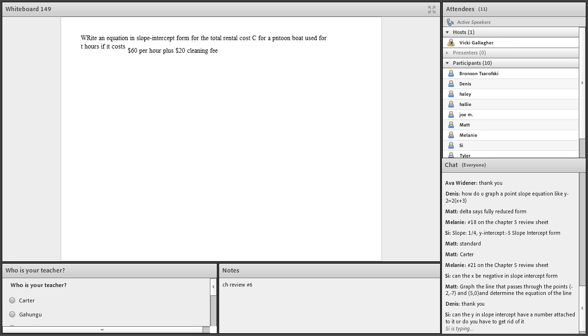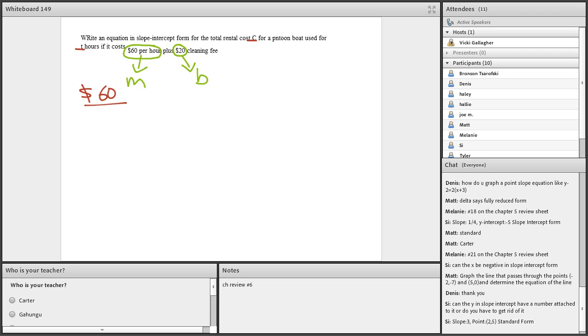So you have two numbers. We have a $60 per hour, and we have a $20. And I circled the per hour part because the word per tells me that 60 is my slope. And that means that 20 has to be my y-intercept because those are your two options. In this particular problem, they did tell us the variables they want us to use. They want us to use C and T.